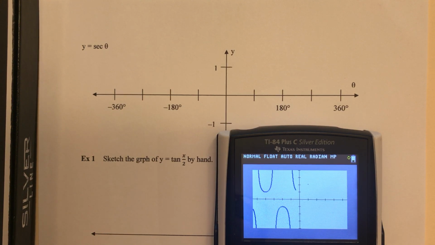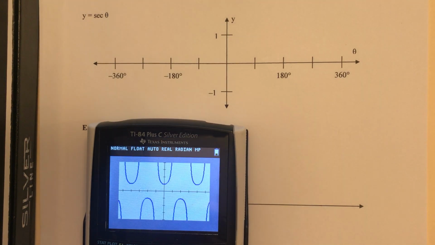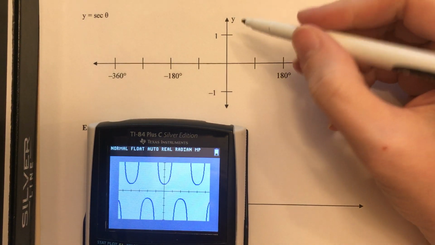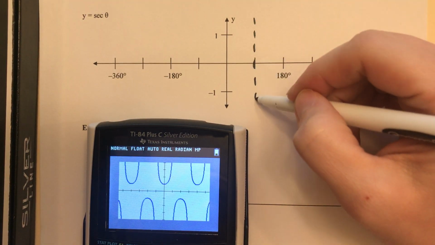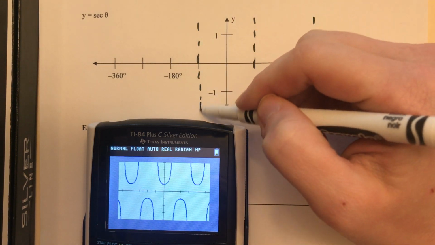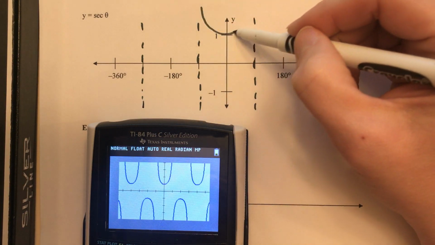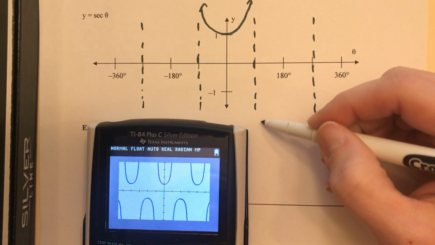So just like sine and cosine look similar, secant and cosecant look similar. If I pay attention to this graph here, I'm going to start with my asymptotes. I have an asymptote at 90, 270, and then it repeats down here, negative 90, negative 270. And then I'm going to draw in my graph in between.